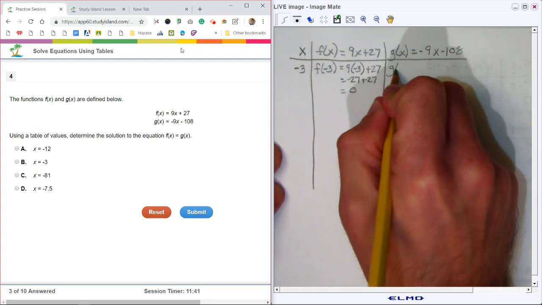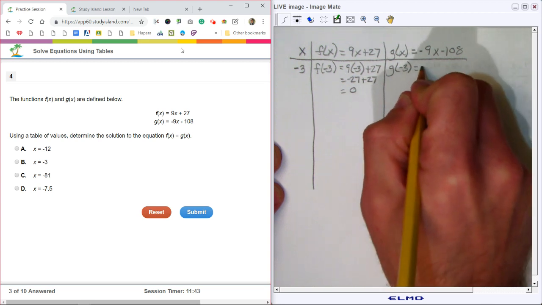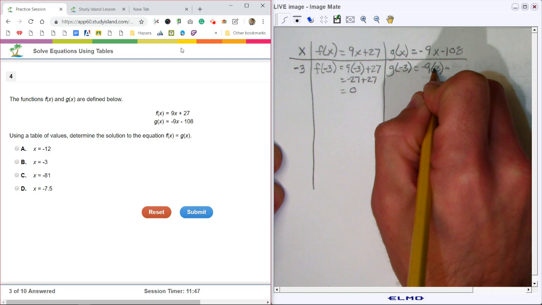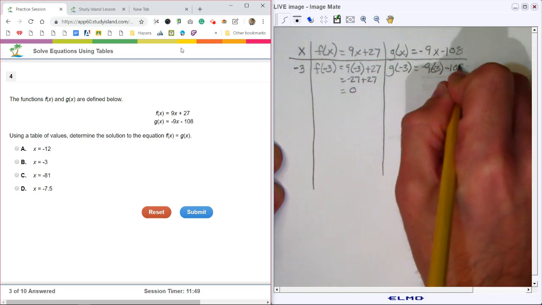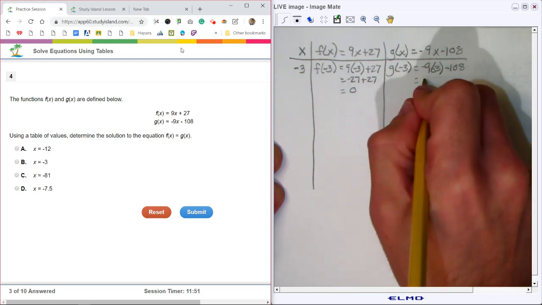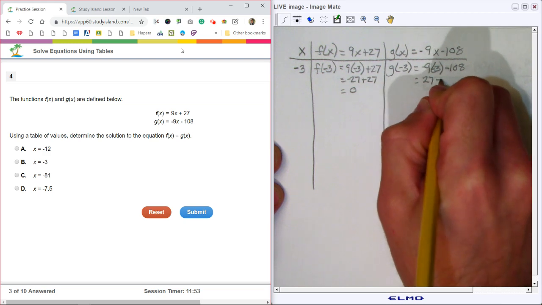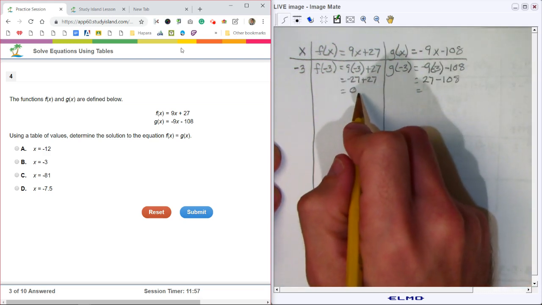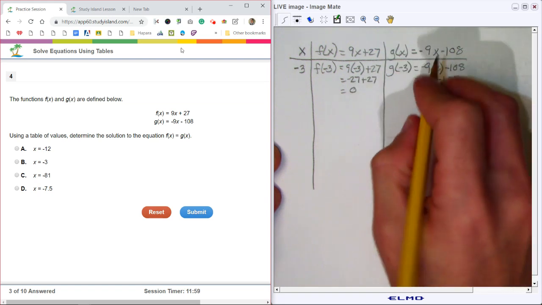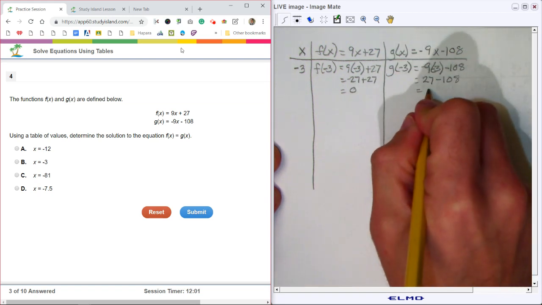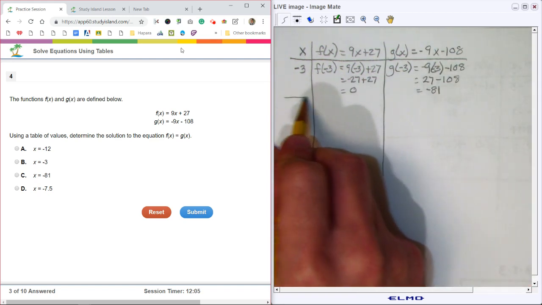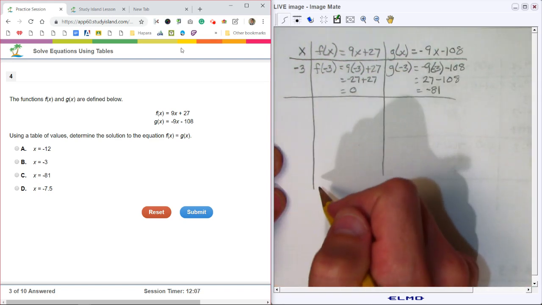G of x, g of -3 now, is equal to -9 times -3 minus 108. -9 times -3 is positive 27. And 27 minus 108, it doesn't even matter what it is. It's not 0. It's not what we just had. This would end up being -81, I should say. So clearly not the same value. So our input value is not -3.